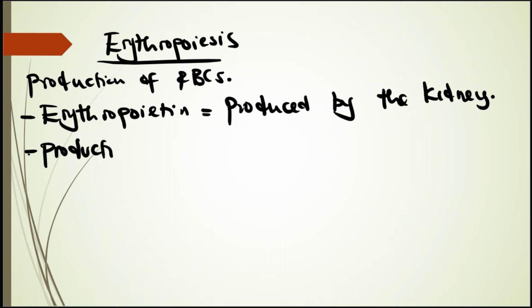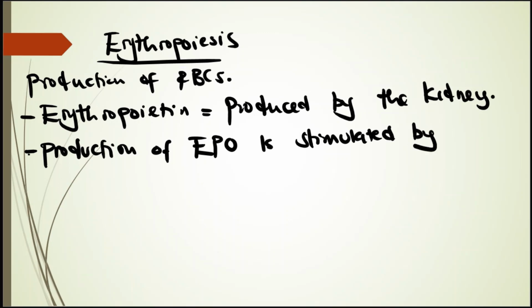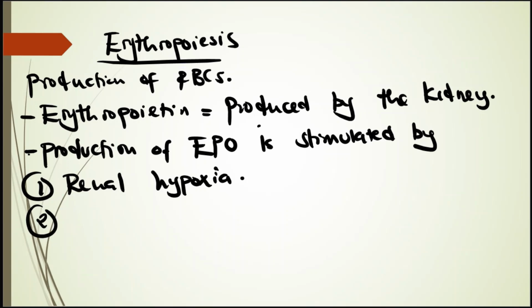So let's do this. Production of erythropoietin is stimulated by number 1, renal hypoxia. What this simply means is that if the blood passing through the kidney cells has a low oxygen concentration, that is what we term hypoxia. That is going to stimulate the kidney cells to produce erythropoietin, and that is going to cause the bone marrow to produce more red blood cells.